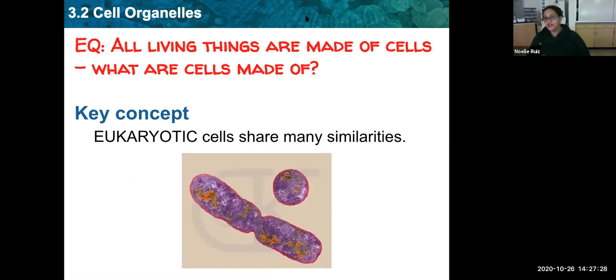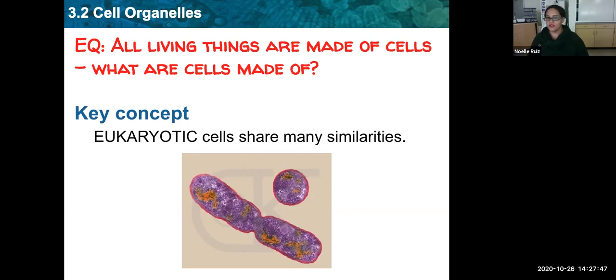Essential question. All living things are made of cells. We established that last week with the cell theory and everything else. But what are cells made of? So we are made of cells, but you can actually go inside of our cells to see what's inside because they're not hollow. There's a bunch of stuff in there.